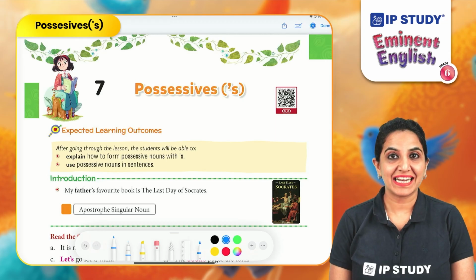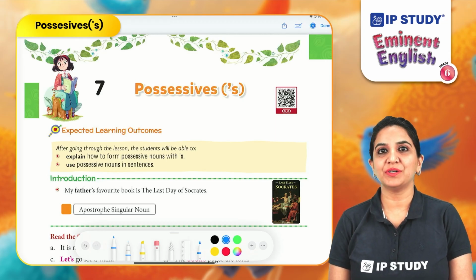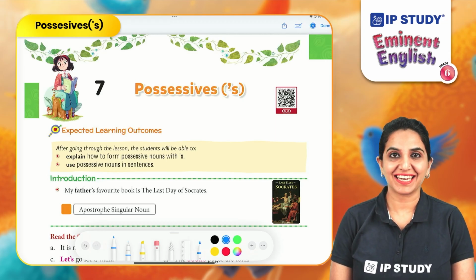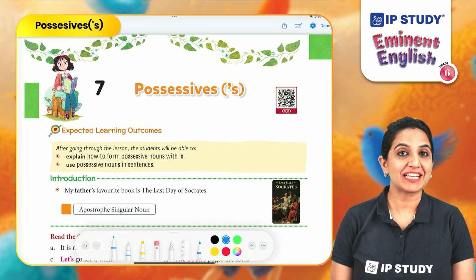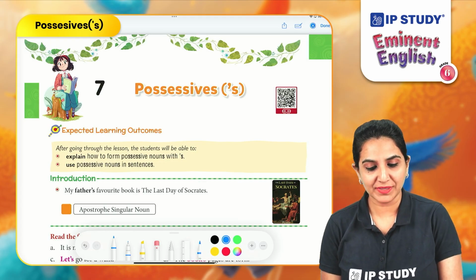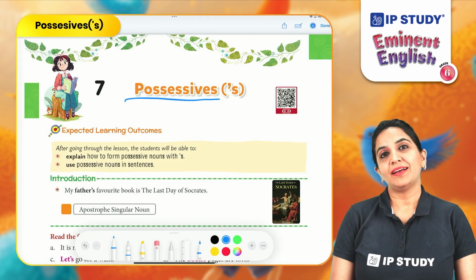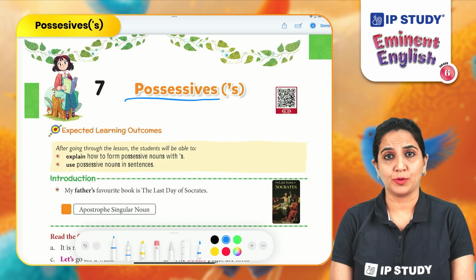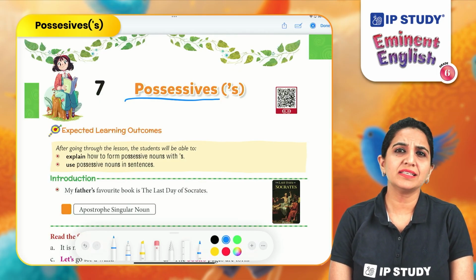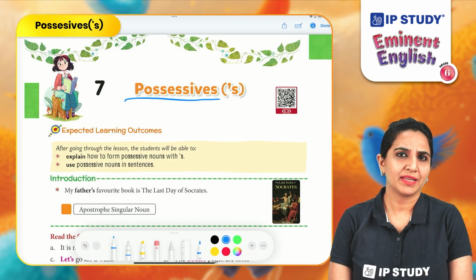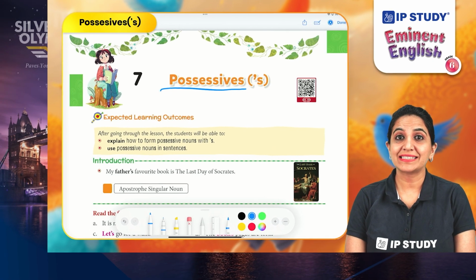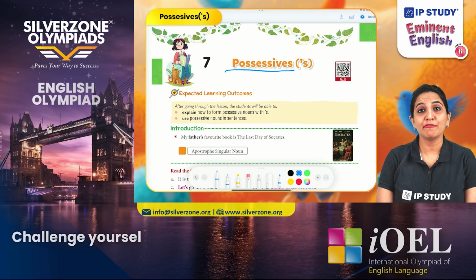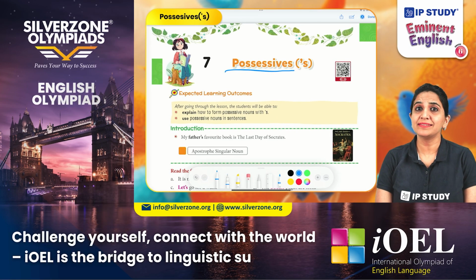Today we will discuss the 7th chapter of Grade 6 English Grammar, and we will explore the topic Possessives. Well, just imagine talking about your friend's book and saying, "This is my friend book." Does this sound right? Or saying, "This is my friend's book." Does this sound right?